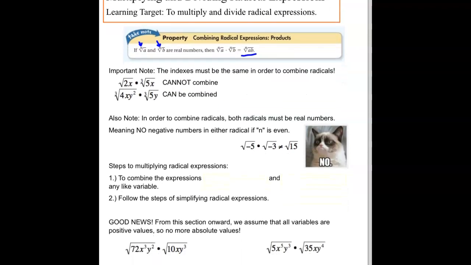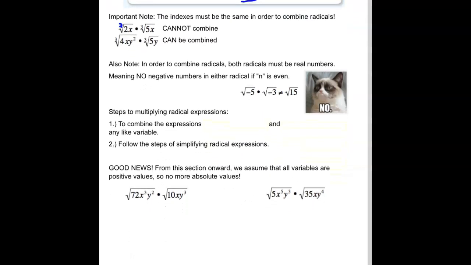An important note, the indexes have to be the same in order to combine them. So the first example, notice we have a square root here and we have a cube root over the 5x. So those are not like terms, we can't combine those. However, the next example, they're both cube roots, so we could multiply that back together.